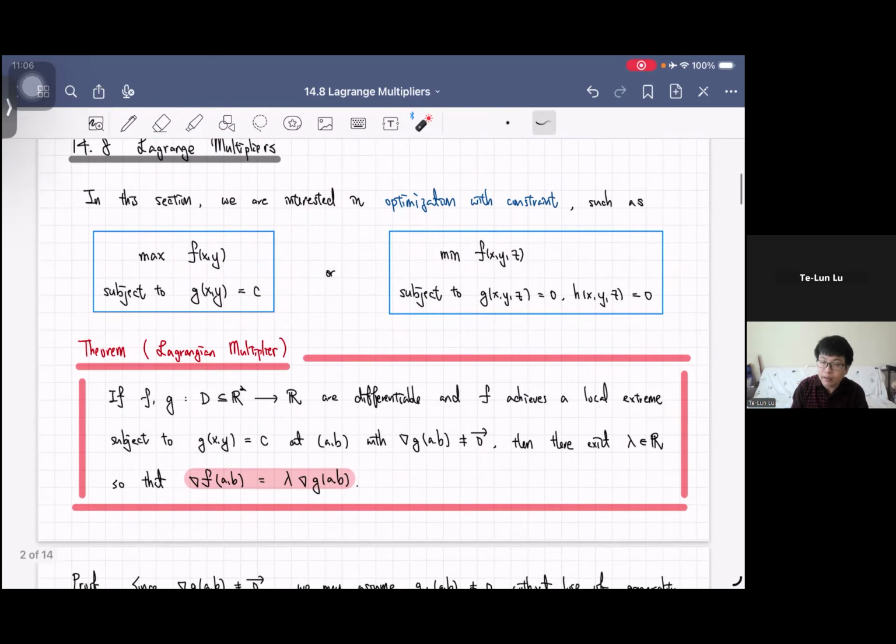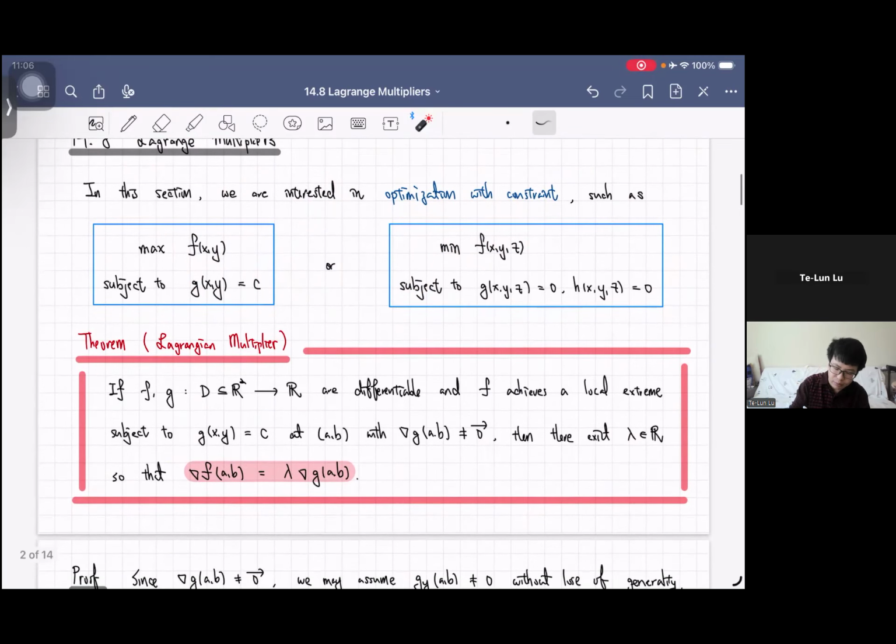So the Lagrange multiplier states this kind of theorem. It states that when f and g are both differentiable functions, obviously I choose R squared, but you can do something like R cubed, anything in high dimension will work. And suppose that f achieves a local extreme, it doesn't matter whether it is a local maximum or local minimum, subject to this constraint. So x and y satisfy this constraint, g of x, y, and z. And over those x, y, there is a particular point, a, b, so that f achieves a local extreme on the constraint.